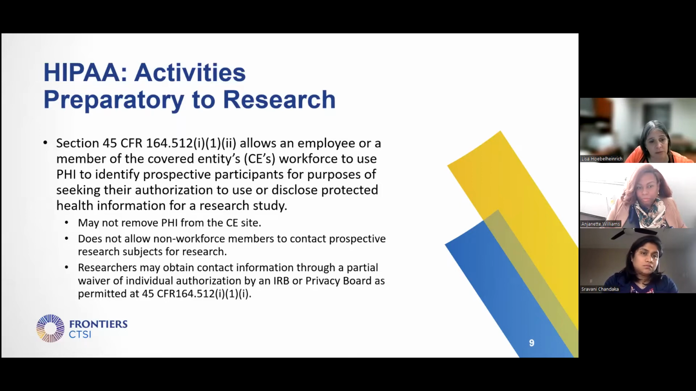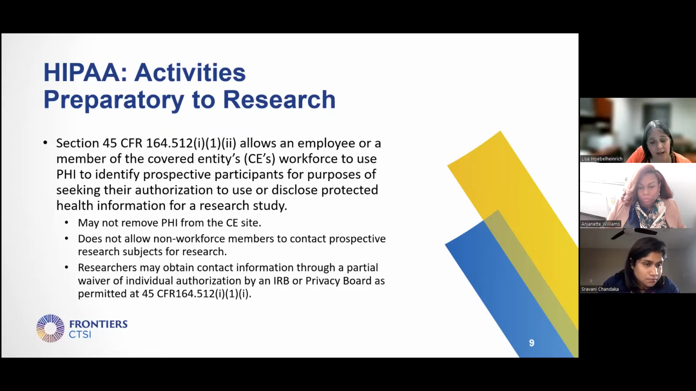Now, it's important that the covered entity get representations from the researcher that it's for research, that they won't be removing PHI from the covered entity. And that's an important thing to remember with regard to this provision. PHI cannot be removed from the covered entity site.